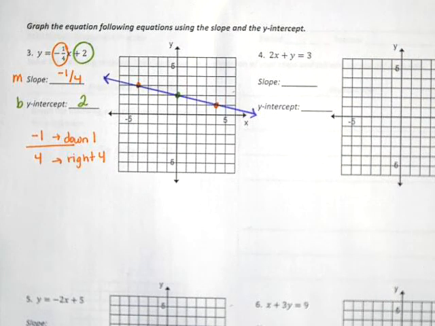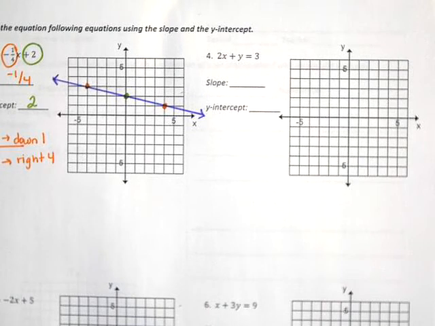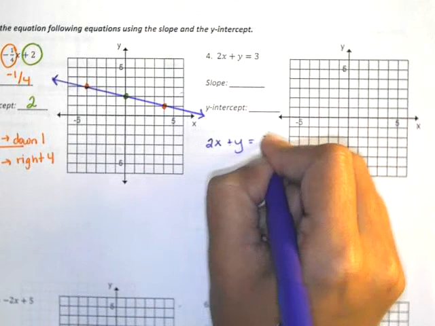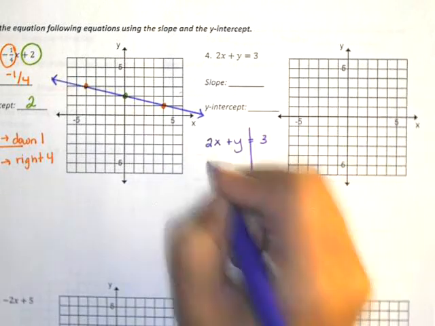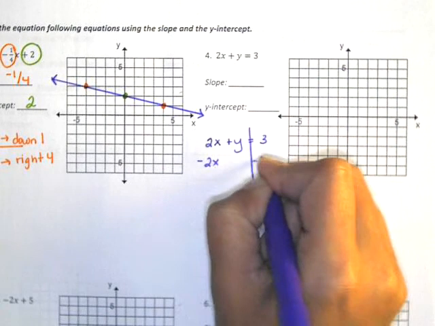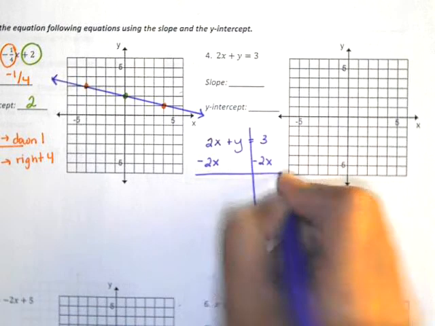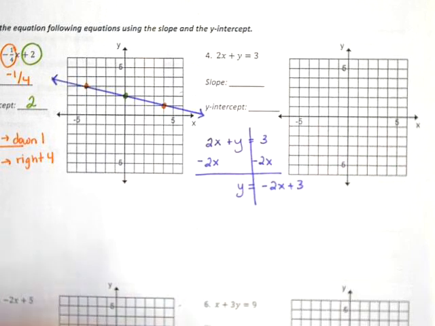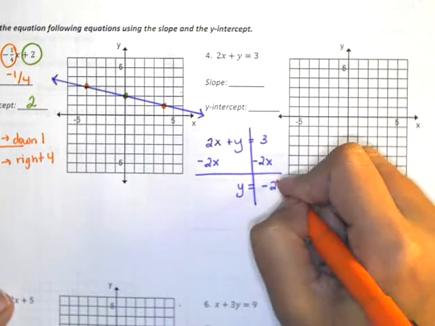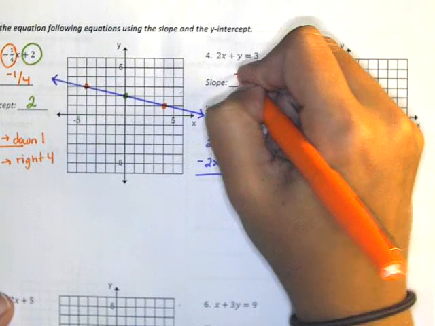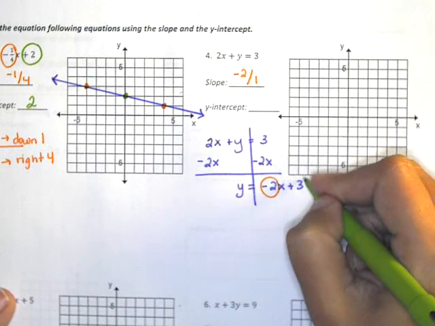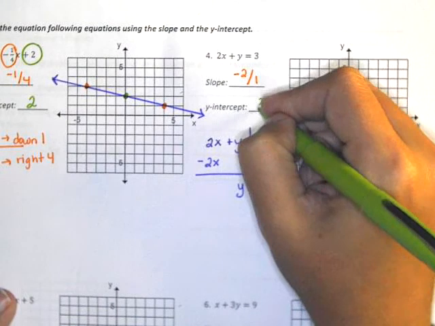Let's take a look at number 4. So the first step is to make sure my equation is arranged properly. Based on the original setup here, I can see I have a little extra work to do because I need to get the y by itself. So to do that, I would just subtract 2x on both sides, which means I would get y equals negative 2x plus 3. Now in this equation, the slope would be negative 2, which I'm going to write as negative 2 over 1 because I need a rise and I need a run. And the y-intercept would be 3.